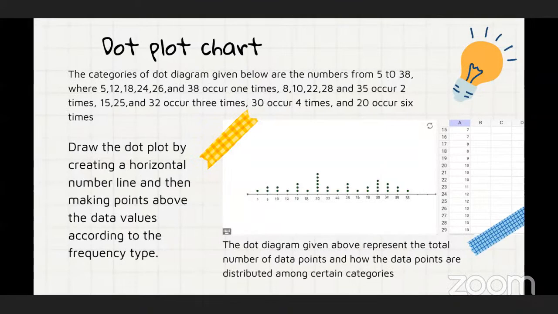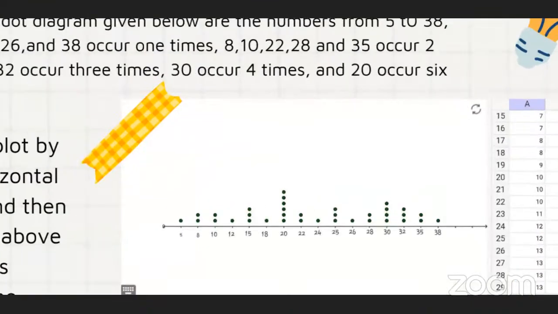So the dot plot chart is a category of dot diagram. Given below are the numbers from 5 to 38, where 5, 12, 18, 24, 26, and 38 occur one time. 8, 10, 22, 28, and 35 occur two times. 15, 25, and 32 occur three times. 30 occurs four times, and 20 occurs six times. As you can see here in the dot plot, 20 is higher because it occurs six times.